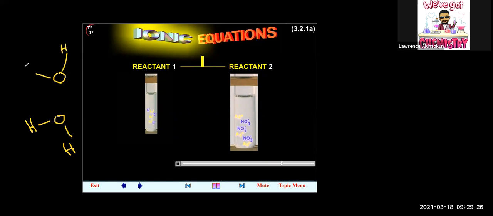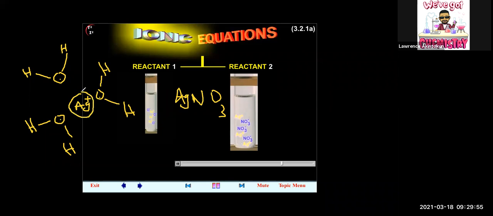I'm trying to draw the structure of how this is also separated. These are water molecules surrounding silver nitrate, and the positive side of silver nitrate is silver. So the Ag plus will be in the middle because hydrogen is here, hydrogen is here, hydrogen is here, which are partially positive. So the silver will be in the middle, while the O, O and O of the water will be the ones facing the silver.